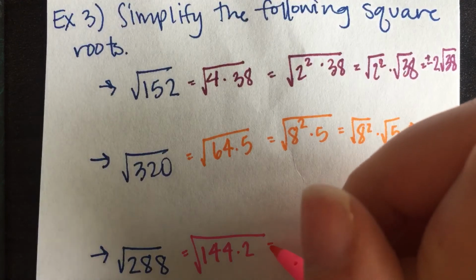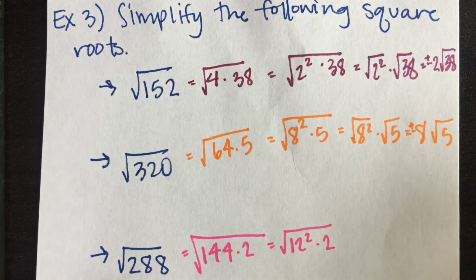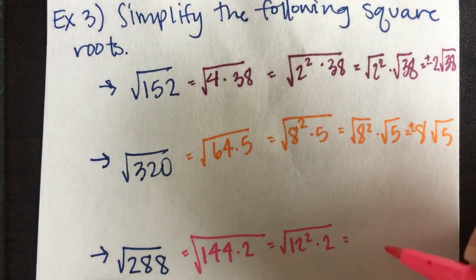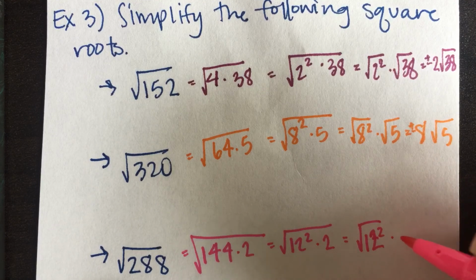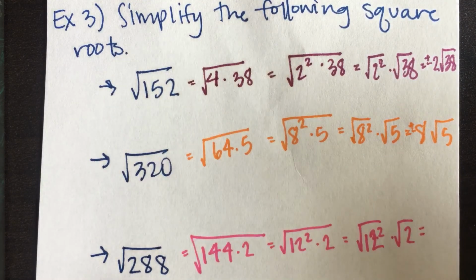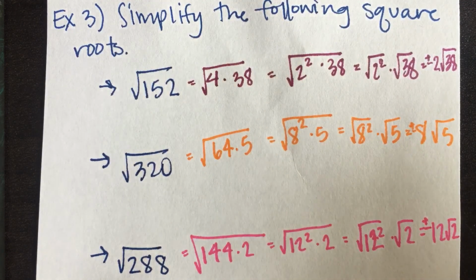And 144 is the same thing as 12 squared, times 2. And then we can take the square root of 12 squared times the square root of 2. And the square root of 12 squared is just 12 square root 2. But since it's square roots, we have that plus or minus.